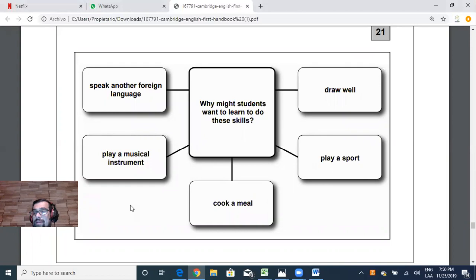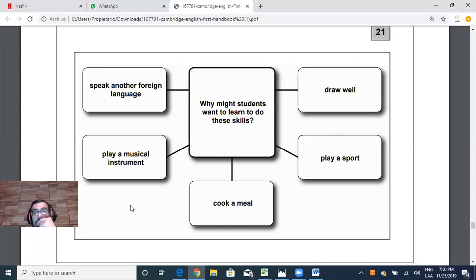Okay, I think that a very good idea could be to speak another foreign language, because I think that it could help them in the future, or we can support them for the exams in the future. I think it could be more useful for the students.